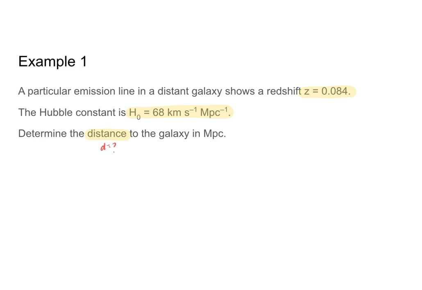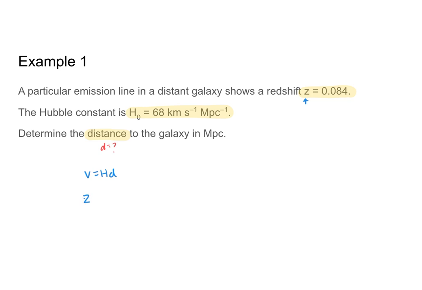So to do this question, I'm going to go ahead and start with my equation that has distance. Our Hubble parameter says that velocity is equal to Hubble's parameter times distance. Here I know H, I'm trying to find d, but I don't know what v is. However, I have the hint that I was given this redshift equation. So let's see if that's helpful.